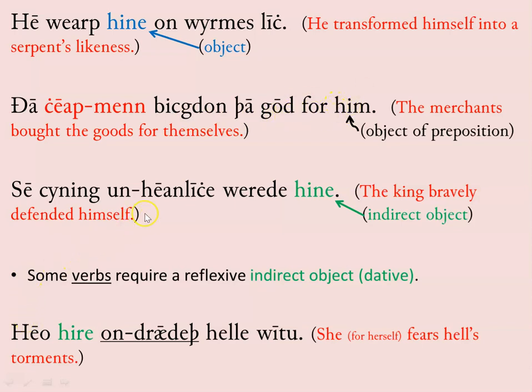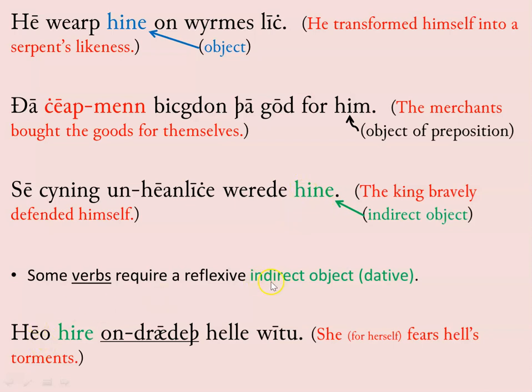Se cyning unforhtlice werede hine. The king bravely defended himself, unfearfully meaning bravely. The king is masculine, se cyning, hence it's a king, not a queen. It's a he, bravely defended himself. So this is an example of the reflexive used as an object.